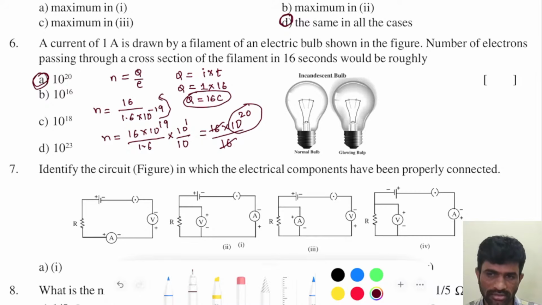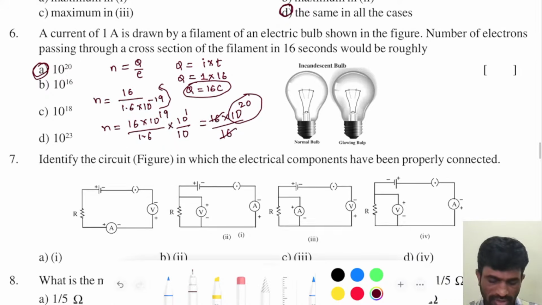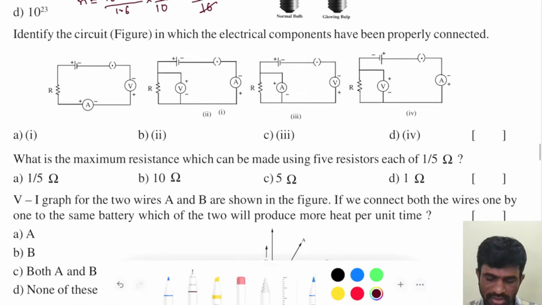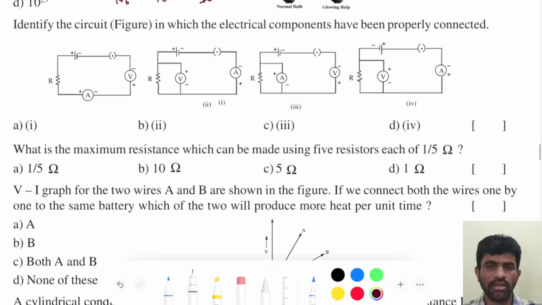Now next question. Question number 7, once you try. Identify the circuit in which the electrical components have been properly connected. Which circuit they are connected properly, correctly.